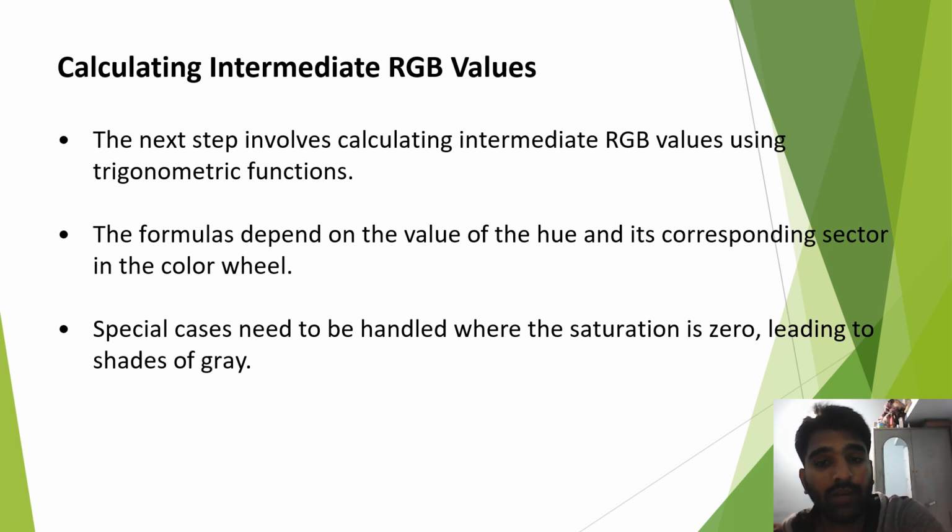We use the trigonometric functions to get the intermediate RGB values. These formulas depend on the value of the hue and its corresponding sector in the color wheel. The color wheel has many aspects and parameters which should be followed, and following them gives us the calculations of intermediate RGB values. The specific cases need to be handled where the saturation is 0, leading to shades of gray. Moving on to my next slide.